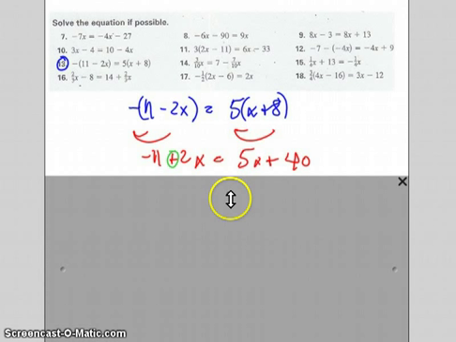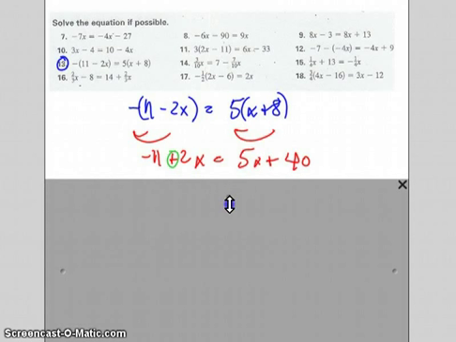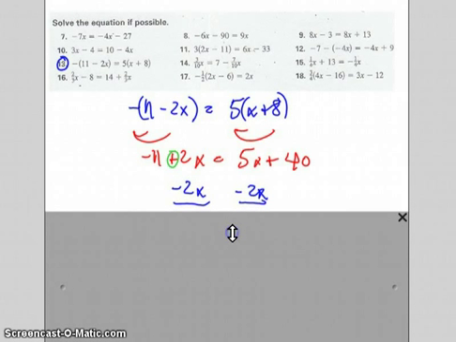Now I've got to get the x's together. Well, when I've got this kind of choice, I might as well move them in a way that I'm going to still have positive x's. I'd rather not have to deal with negatives if I don't have to. So I'm going to move the 2x over.